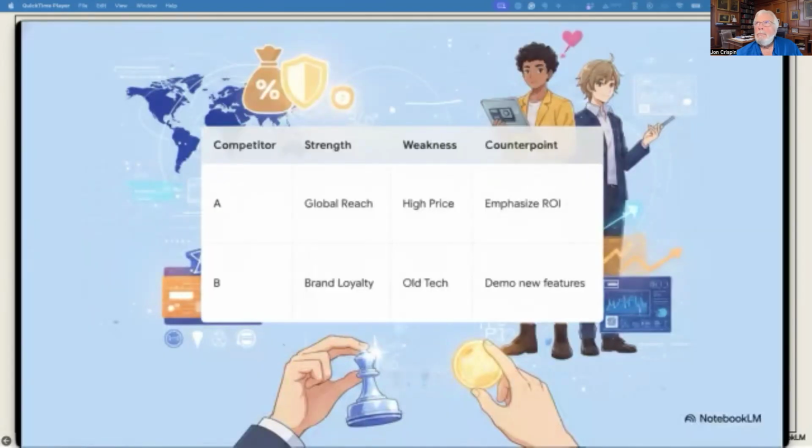And this competitor matrix? Absolutely brilliant. Mapping out exactly where competitors outperform you gives your reps immediate counterpoints they can use live right in the middle of a sales negotiation. Notice how it acknowledges reality. Maybe competitor A does have better global reach, or competitor B has crazy good brand loyalty. But more importantly, it arms your team with strategic pivots on the spot, like boom, emphasize our higher ROI, or instantly demo our modern tech features. It turns competitive knowledge directly into closing power.